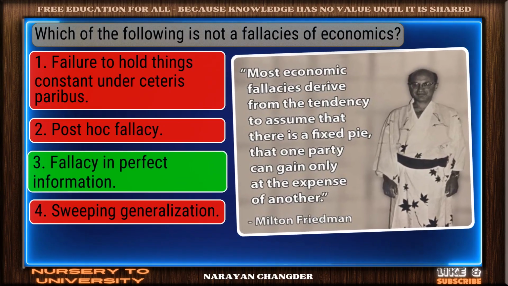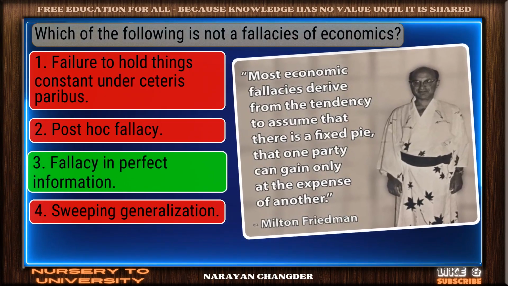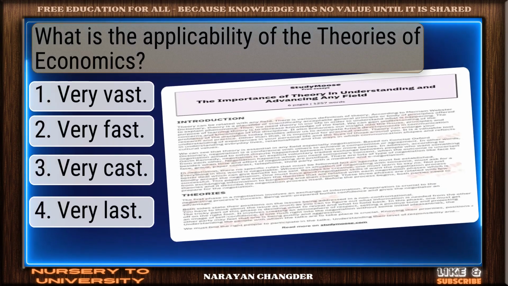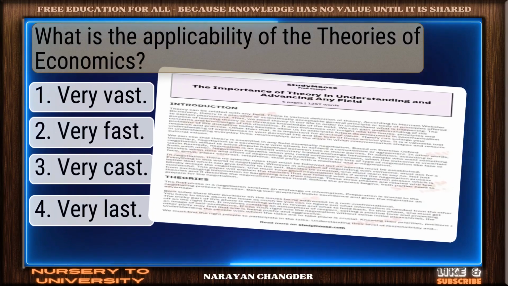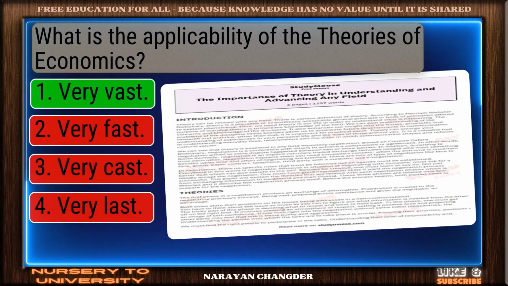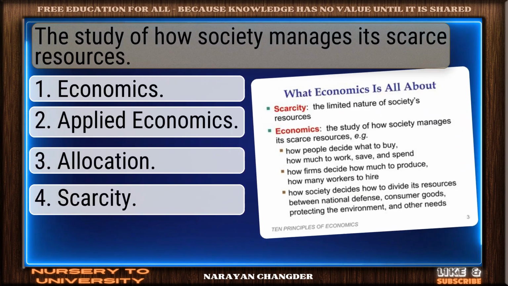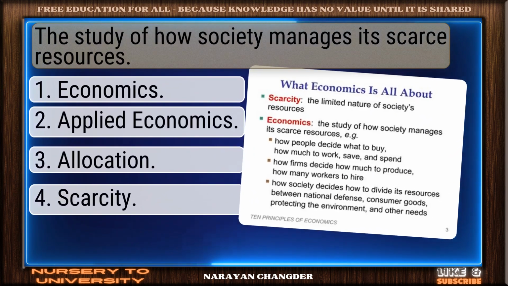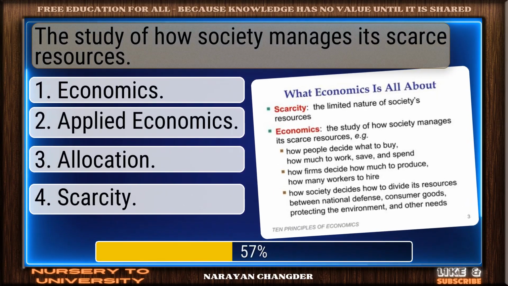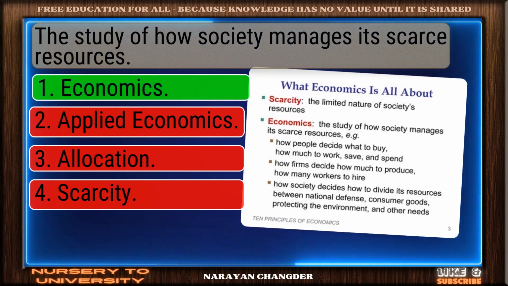Exactly. Fallacy in perfect information makes sense, and it is the right choice. What is the applicability of the theories of economics? Valid point. Very vast is true. The study of how society manages its scarce resources. You got it. Your choice, economics, is right.